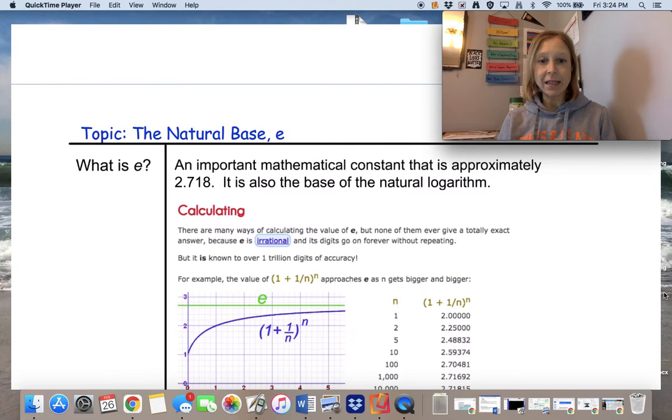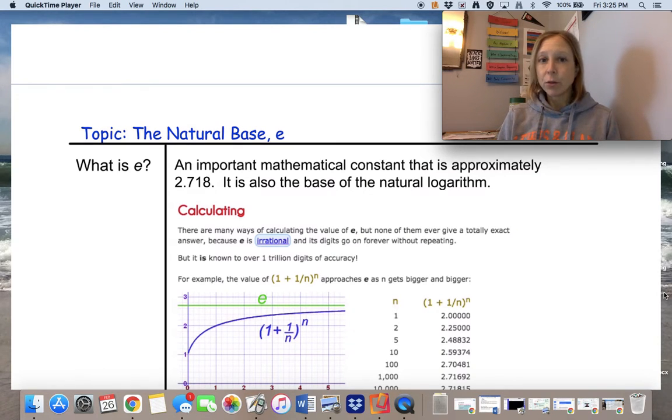What is e? And e is an important mathematical constant. Similar to pi, it is an important mathematical constant. e is approximately 2.718. It is an irrational number, and it's also the base of the natural logarithm. It's sometimes called Euler's constant.